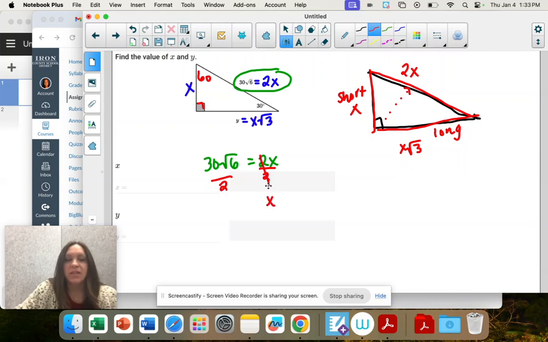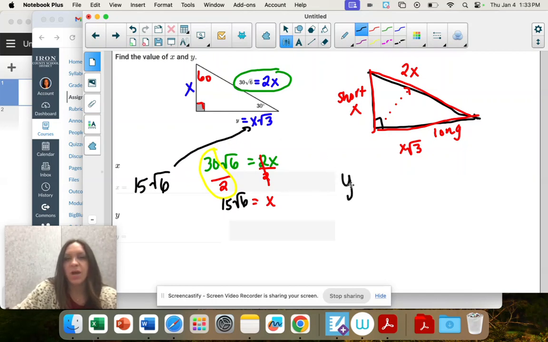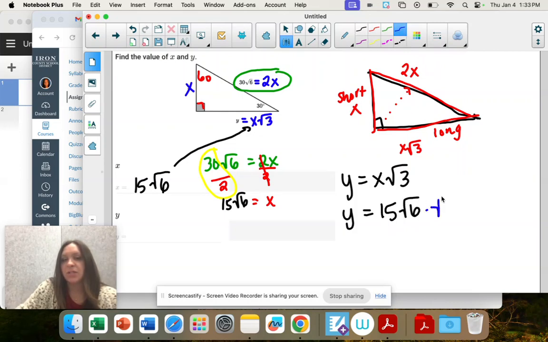So x equals, and then this is a fraction that can be reduced. 30 over 2 is 15. So x is 15 square root of 6. And we're going to put that here to get y. So y equals x square root of 3, but we just solved for x. x is 15 square root of 6, and we're still going to times it by square root of 3.